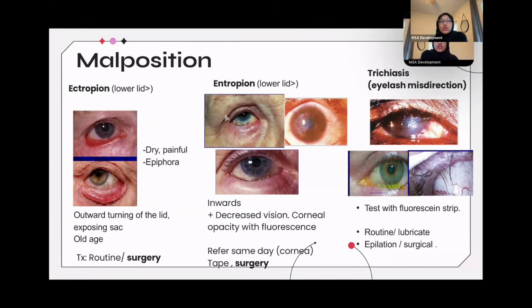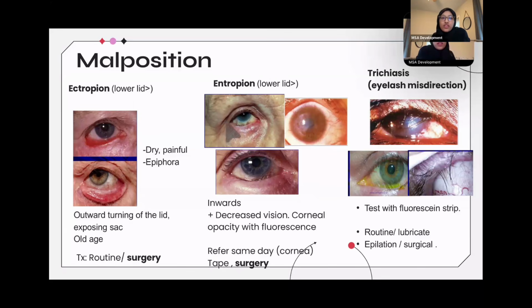We'll talk about malposition. So you see here, what are all of these in common? You see that the eyelid is not in place. If it's outward turning like that, if it's going outward because of old age, droopiness, weakness of the muscle and stuff, this is called ectropion. So ectropion more common in lower lid. Ectropion is outside. Entropion is inside. So you'll see the eyelid is turned inside like that, right? You see it here. It's inwards, called entropion, again, more commonly in the lower lid.